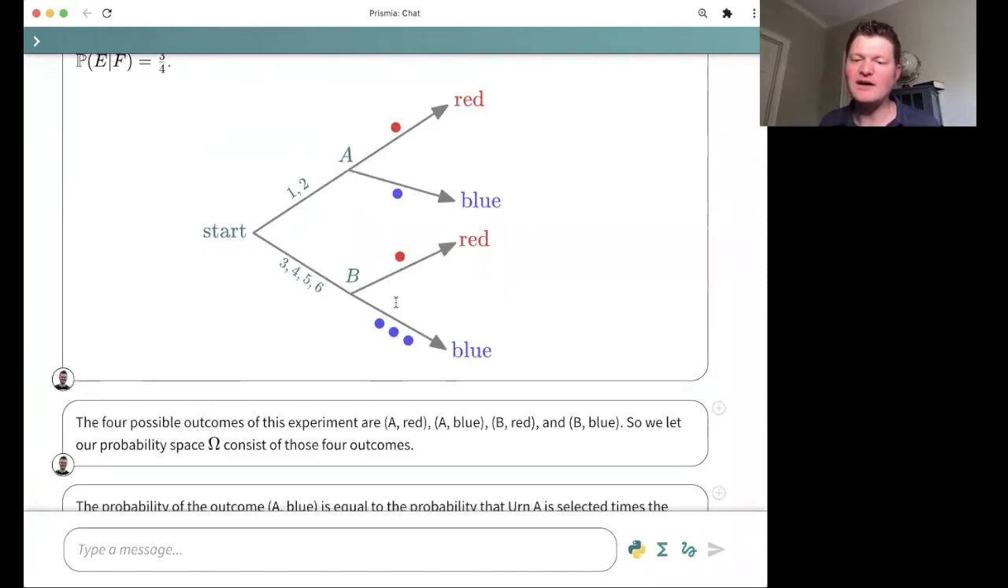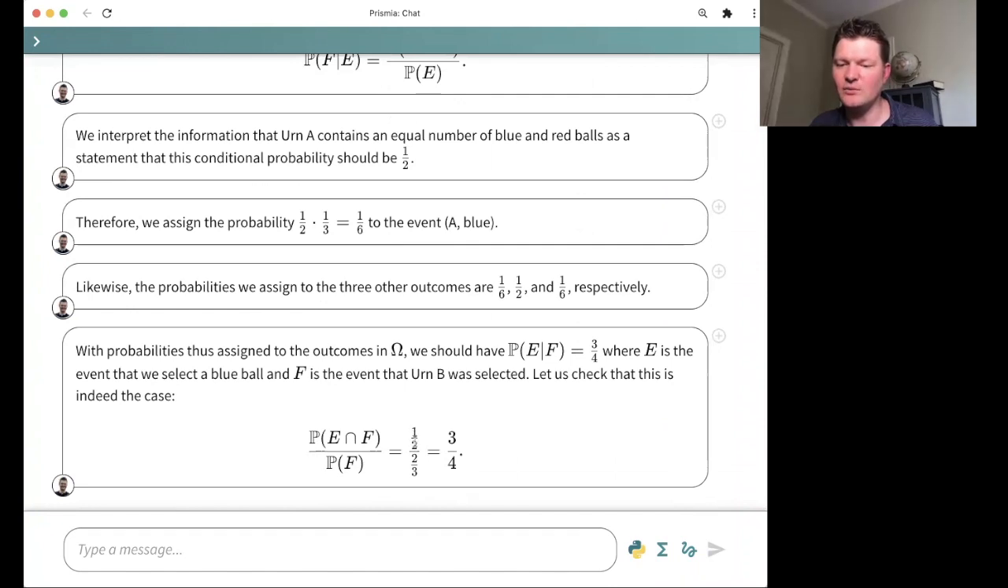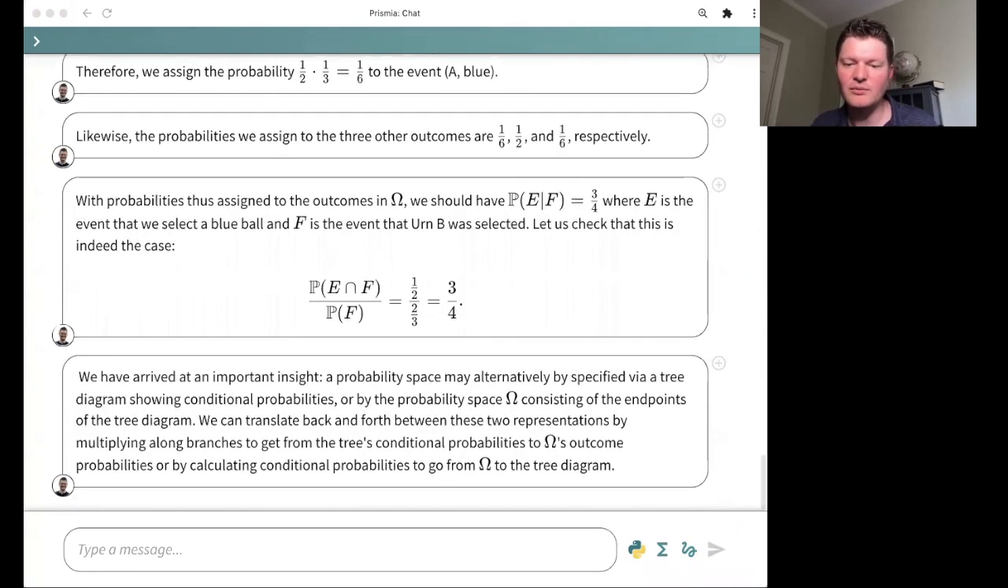But anyway, we can derive the probability of selecting a blue ball from urn B, given that urn B was selected. It's obvious in the picture it's 3/4, but we can also work it out from the overall probability measure and see that it's 1/2 divided by 2/3, which is 3/4. So that checks out.